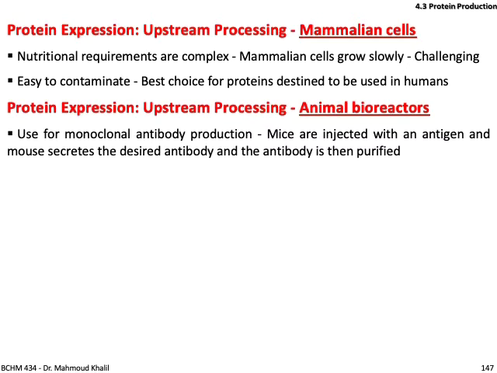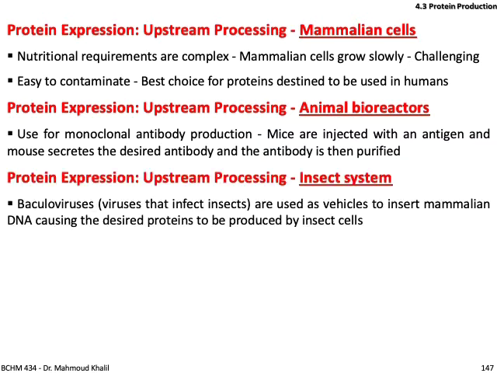If we use an animal bioreactor as upstream processing, we can use it for monoclonal antibody production. Mice are injected with an antigen and the mouse secretes the desired antibody, and this antibody is then purified.